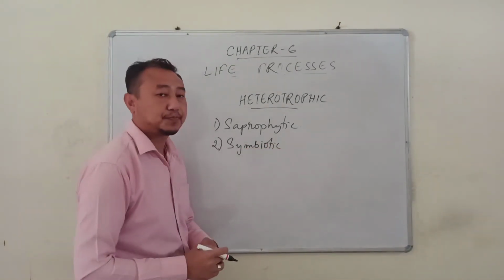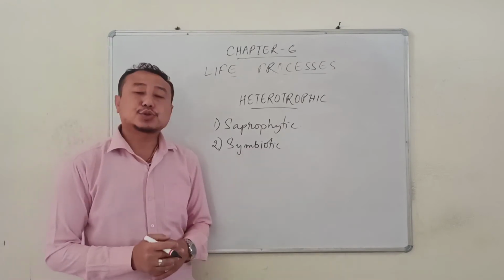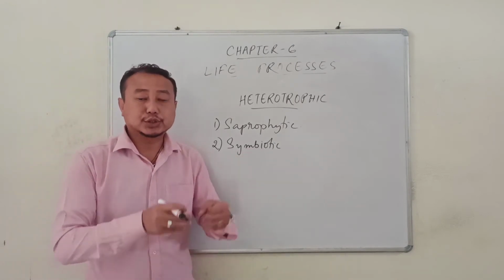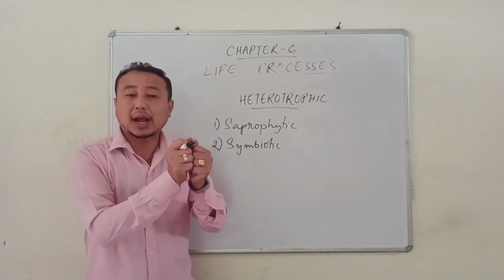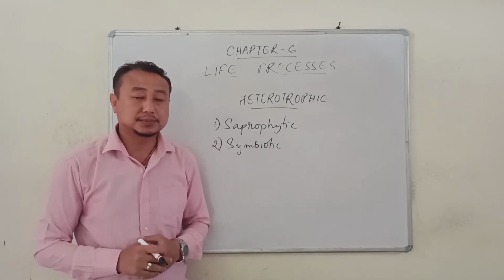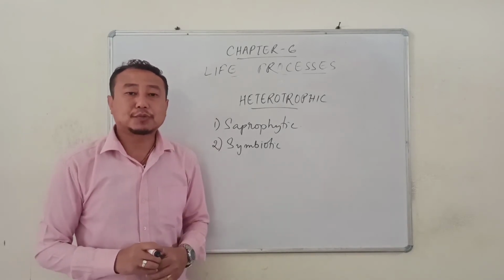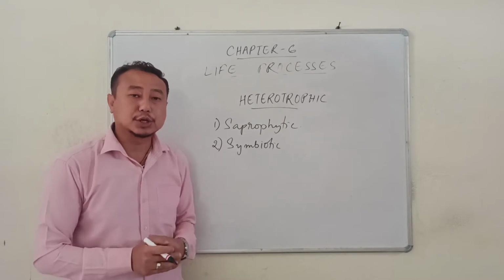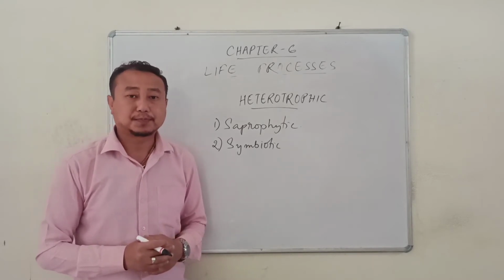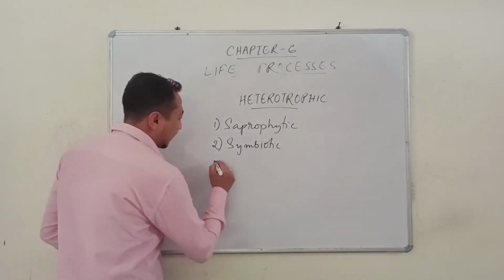Symbiotic nutrition. Symbiotic nutrition is the type of nutrition in which two organisms live together and both are benefited from one another. One best example of the organism which performs symbiotic nutrition is lichen. Now, let's see the next one.